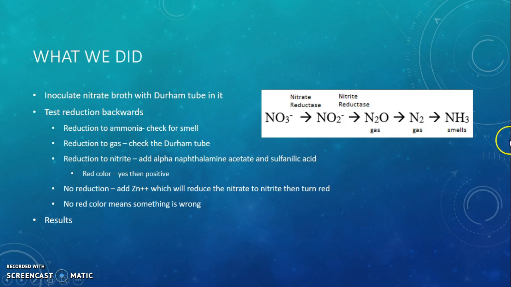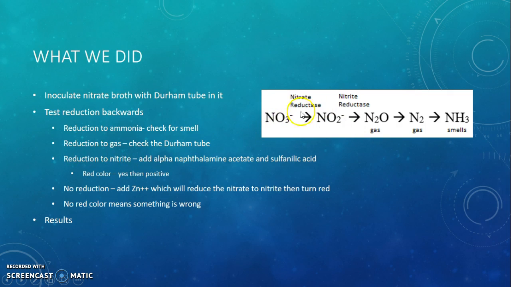So the next thing you want to see is if it reduces it down to a gas. So you're testing, the first one all the way here, the next one all the way to NO2 or N2. So we don't know which gas it went to, but it can go to either one. They're both going to be gas, and they're both going to float up in that Durham tube. So if you have gas in your Durham tube, you know that they went all the way down to a gas. The next thing you do is you test for reduction to nitrite.